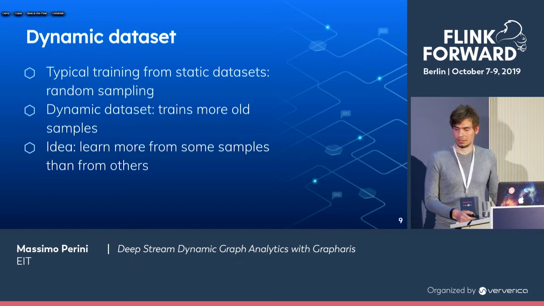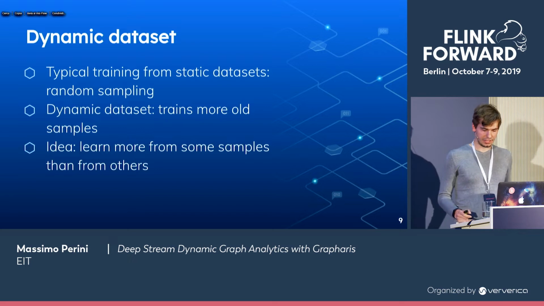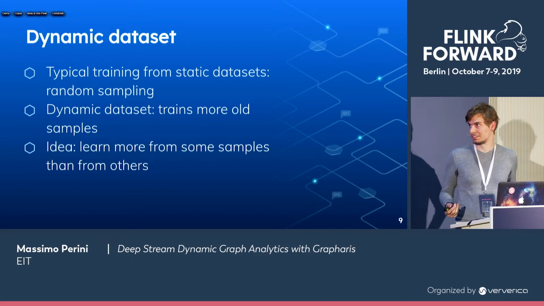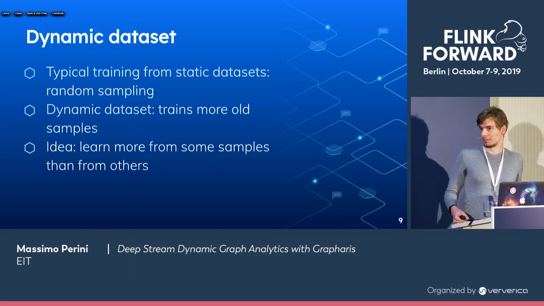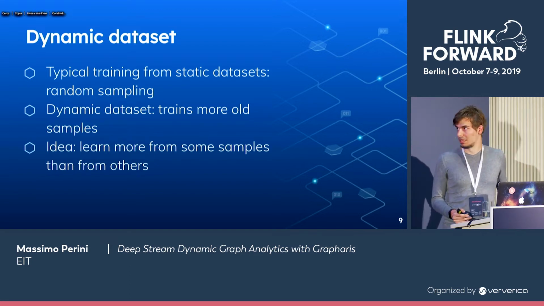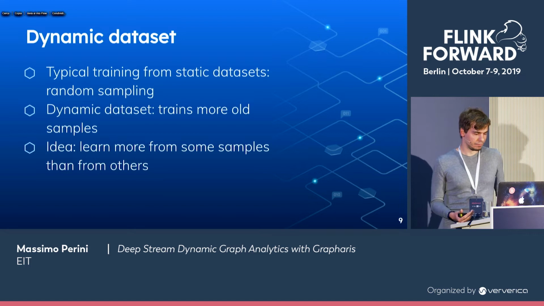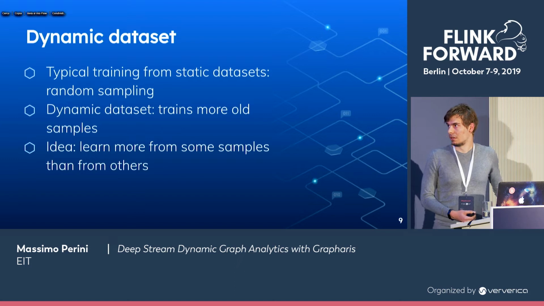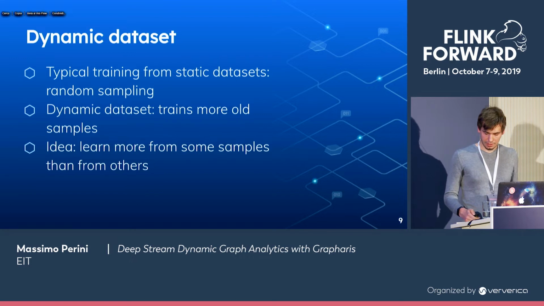What's the problem if we have a dynamic dataset instead of a static dataset? In a static dataset, taking random samples ensures that the model is equally trained over every single vertex in this case. While if our dataset is dynamic, we are biasing toward the old samples because we are always taking the sample with the same probability without taking care of the fact that some vertices are older and some vertices are new. So the idea is that instead of taking purely random samples, we can actually learn more from some samples, or from some vertices in this case, than from others.